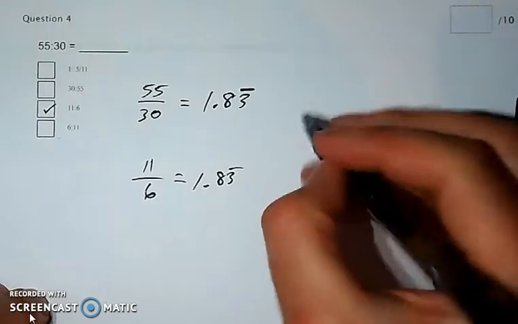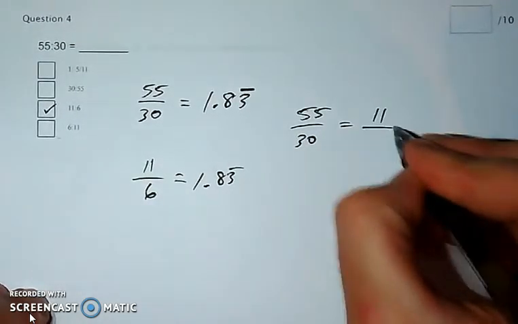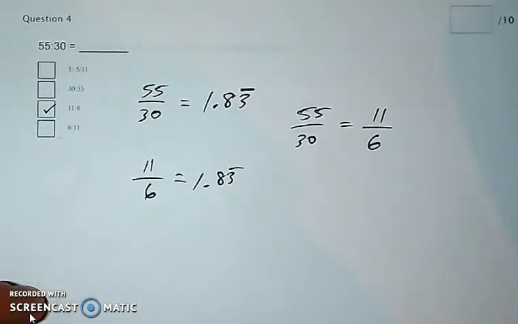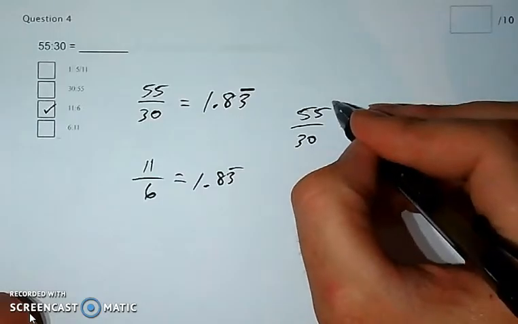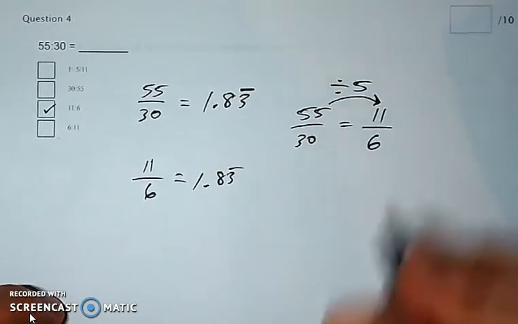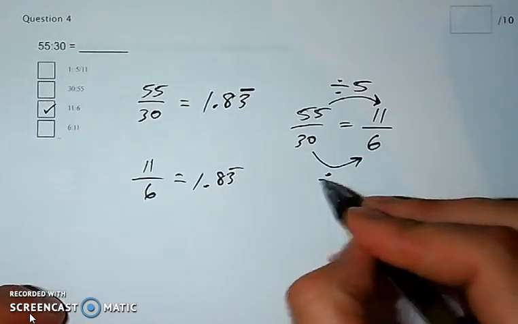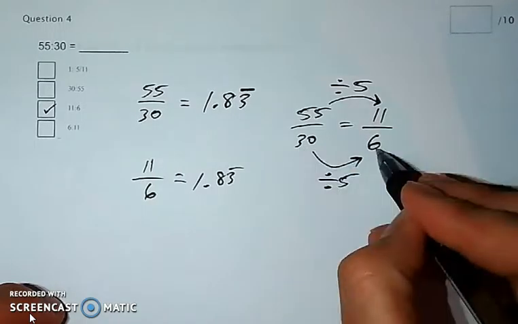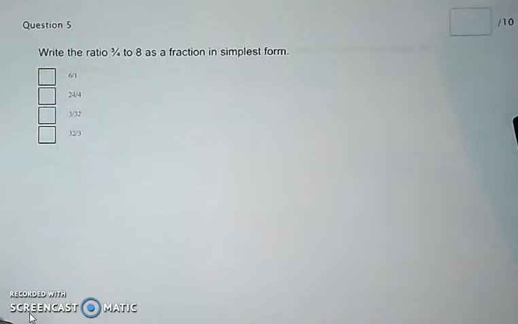Another way to do it, because there's multiple ways to do math quite often, is you can set each fraction equivalent to one another and see if they actually are equivalent by finding a scale factor. Like, how do we get from 55 to 11? Well, we divide by 5, right? And do we do the same exact thing on the bottom? Do we divide by 5 down here and still get 6? Yes, we do, and therefore those are equivalent, right? Question 5.